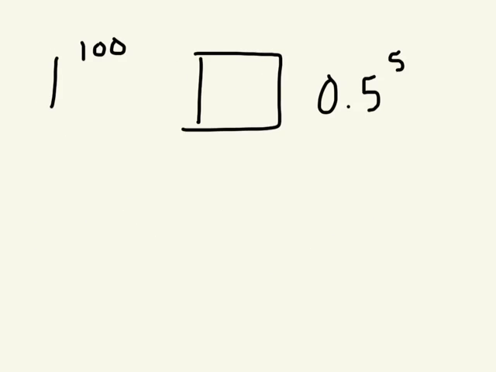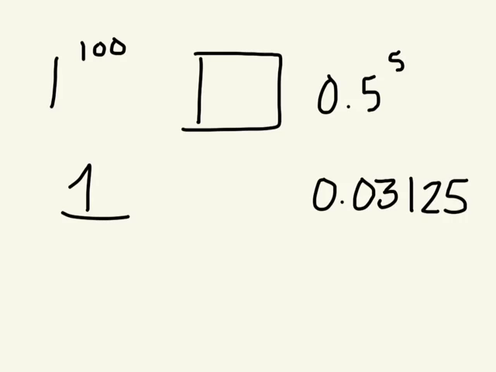So what do you think? 1 to the power of 100 is equal to what? 1. The base is 1. I'm repeating 1 times 1 times 1 100 times. What's 0.5 to the power of 5? 0.03125. Which number is greater? 1 is greater than this. Right? Don't get fooled by the exponent. Just because the exponent's higher doesn't mean the number's greater. It depends on the base.